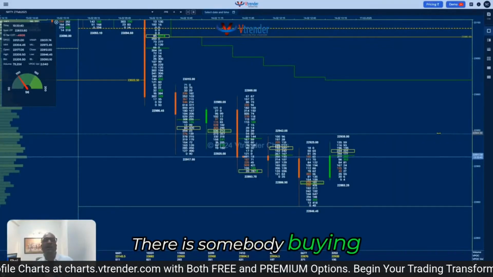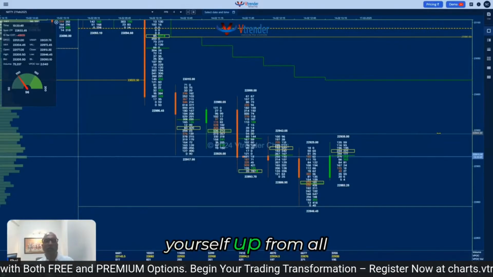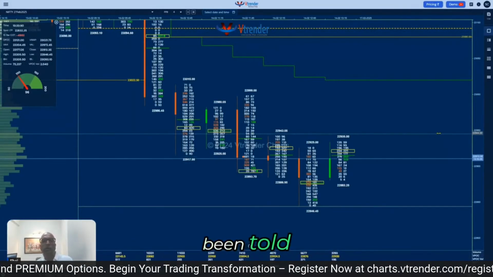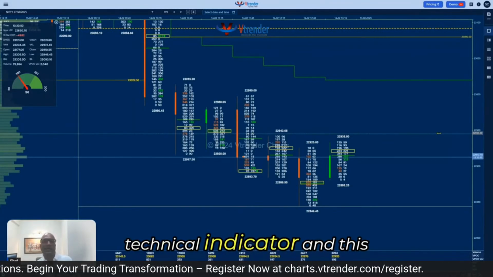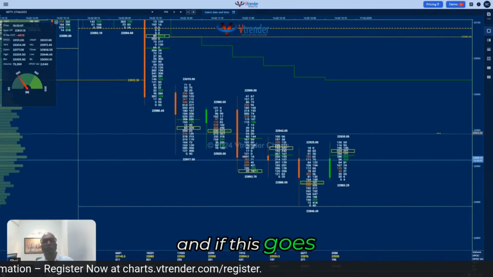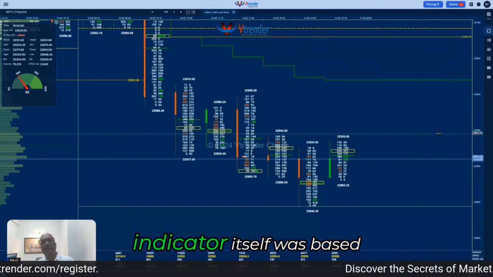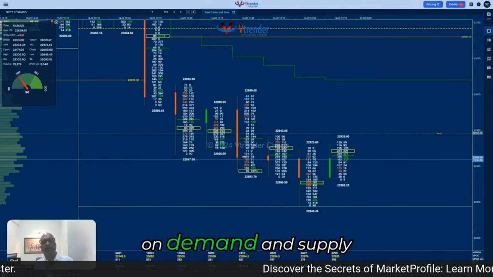There is somebody buying and there's somebody selling. If you strip yourself of all those things you've been told, that there is a technical indicator, and this indicator is important and is going to predict the future, and if the price goes to this level the market bounces and so on, that indicator itself was based on demand and supply.